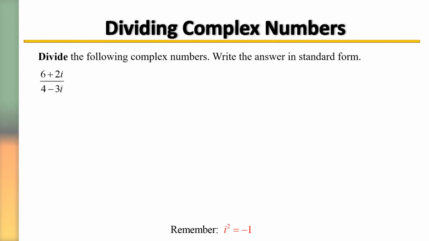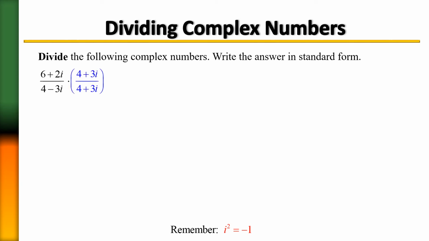In this last example, we're going to divide these complex numbers. We again have an i in the denominator. So in order to remove that, we're going to have to rationalize by its conjugate. The conjugate of 4 minus 3i is 4 plus 3i. So let's multiply the top and the bottom by that.